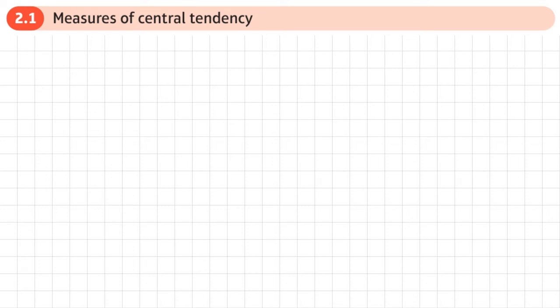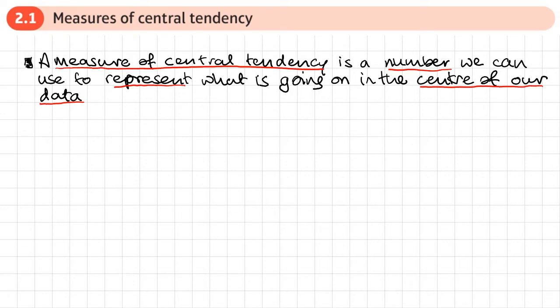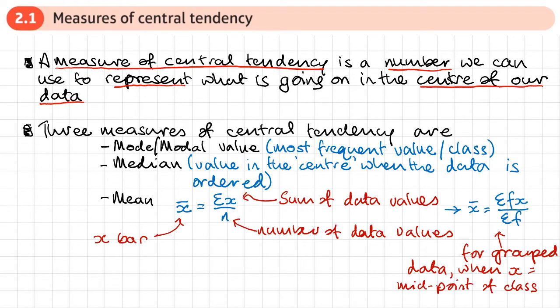This is the first section of chapter 2 on measures of location and spread, and this section is on measures of central tendency. So what is a measure of central tendency? Well, it's a single number we can use to represent what is going on in the center of our data set. So we've got three measures of central tendency.